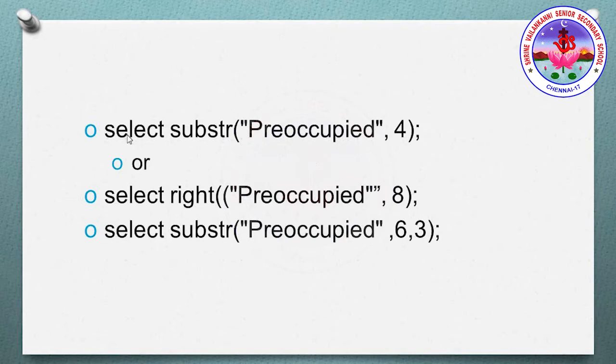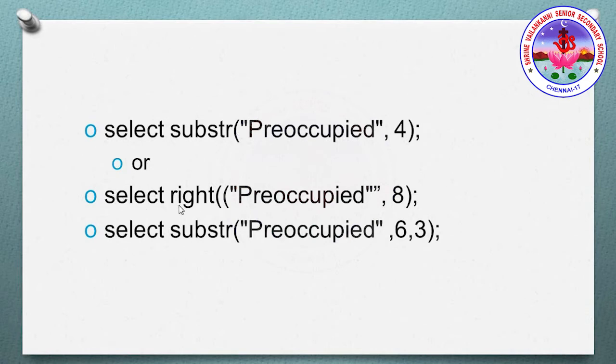Okay, so you have to write select substring of preoccupied comma 4. You know the substring function has 3 parameters and the third parameter is the optional one. If you omit the optional parameter, it extracts the characters till the end. So preoccupied, comma 4. From the fourth position till the end, it extracts all the characters. So what is the fourth position here? 1, 2, 3 and then 4. This is the fourth position. So from here till the end, we will get occupied as a result. So either you can use substr or substring or mid, right?